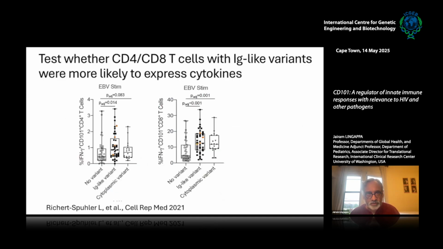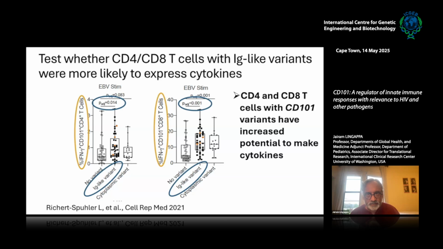We also looked at CD4 and CD8 T cells and looked at whether the Ig-like variants modified their ability to express cytokines. And we found that in both CD4 and CD8 T cells, when you use the Epstein-Barr virus stimulation, the Ig-like variants in both cases showed a statistically significant increased level of the interferon gamma cytokines.